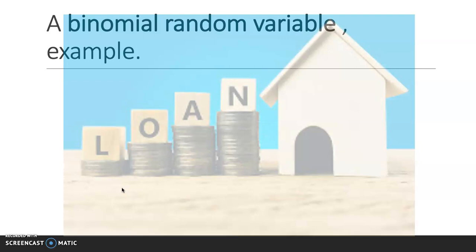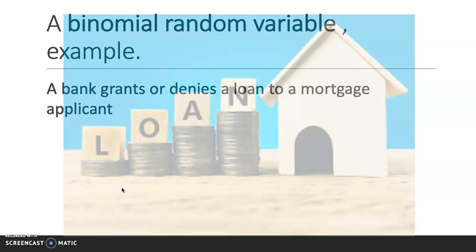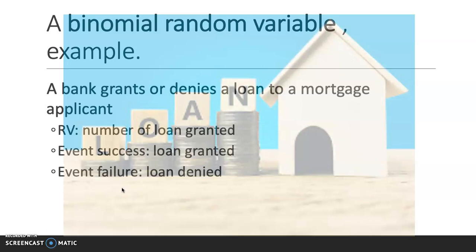Examples of random experiments that follow a Bernoulli process. The first one is a bank grants or denies a loan to a mortgage applicant. Thus, we define the random variable as the number of loans granted, because here we define the success event as the number of loans granted, where the failure event would be the other way around, the number of loans denied, because in a binomial random variable we assume there are two outcomes, success and failure.